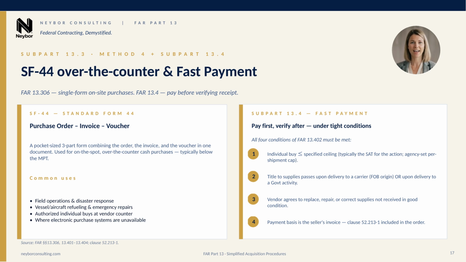First, the individual buy has to be at or below an agency set per shipment ceiling. Second, title to the supplies must pass either upon delivery to a carrier, FOB origin, or upon delivery to a government activity. Third, the vendor has to agree to replace, repair, or correct supplies not received in good condition. And fourth, payment is based on the seller's invoice, and the order has to include clause 52.213-1, the fast payment clause. If any one of those 4 boxes is unchecked, the contracting officer cannot use Subpart 13.4.